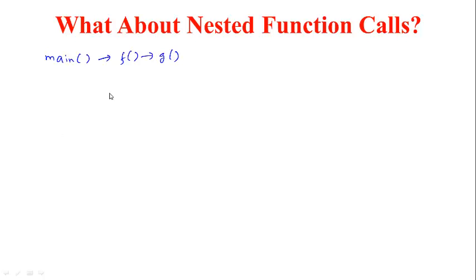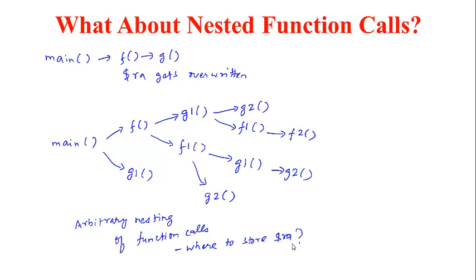When f calls g, the return point to main from f gets overwritten. Do you think you can solve this problem by having, say, two registers $RA1 and $RA2, which are used to support this kind of nested function calls? Well, it might help in the case of nested function calls of depth 2, but the fact of the matter is that we can have nested function calls of arbitrary depth.